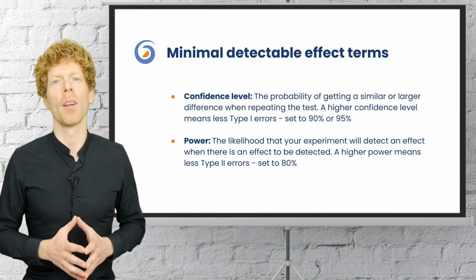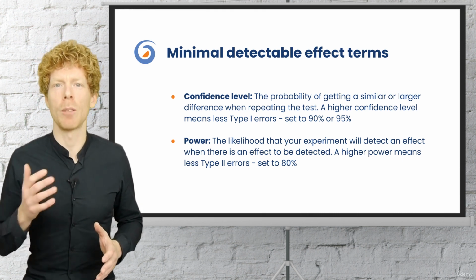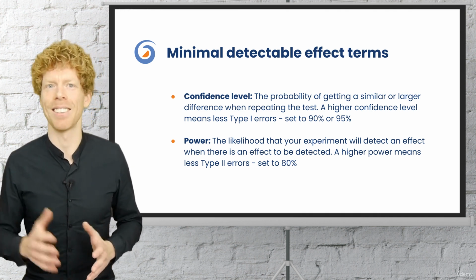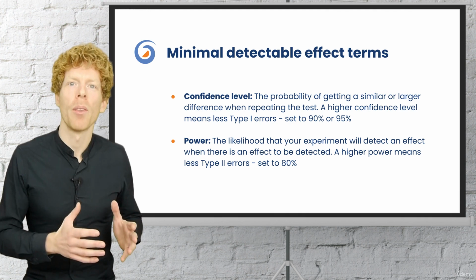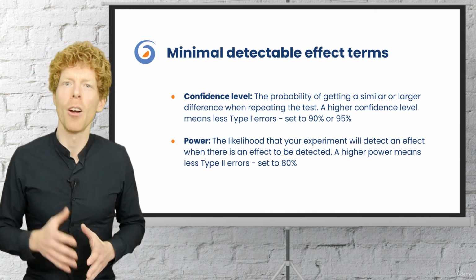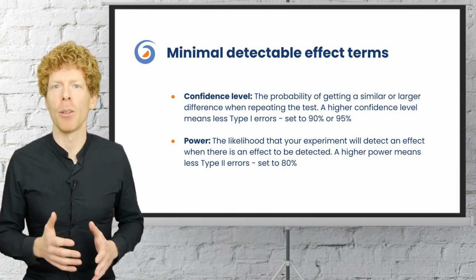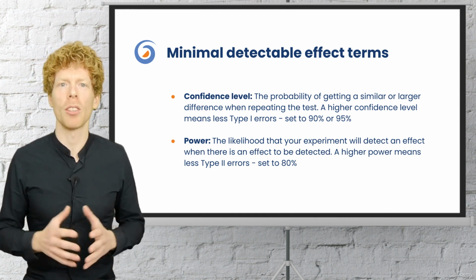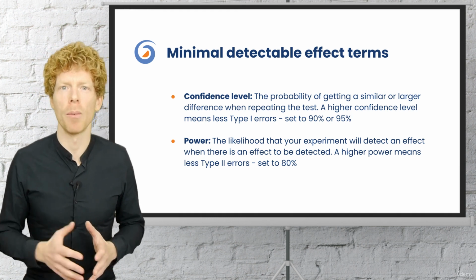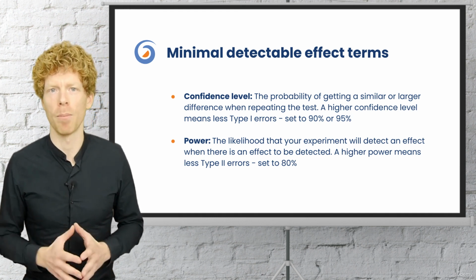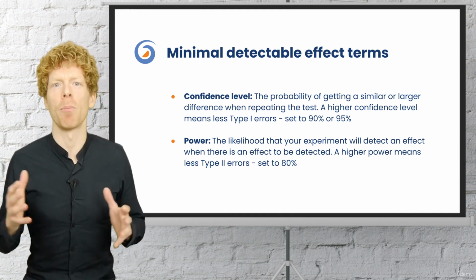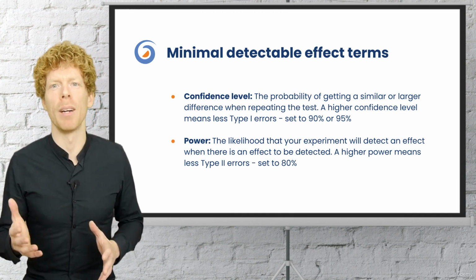Next is the power. The power is the likelihood that your experiment will detect an effect when there is an effect to be detected. The higher the power, the lower the probability of a type 2 error. For A/B testing, you want to set the power to 80%. In other words, if there's a difference in the test, you're willing to make a type 2 error 20% of the time. For A/B testing, setting the power to 80% is standard practice, and I also recommend doing so.